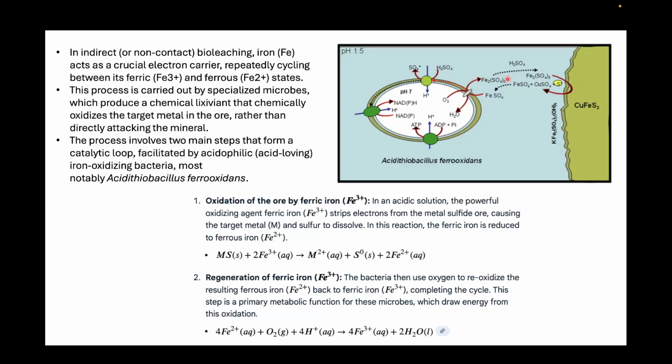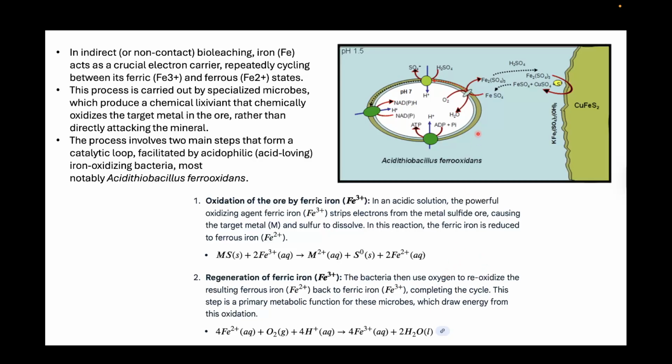This process involves two main steps that form a catalytic loop, facilitated by the acidophilic iron oxidizing bacteria Acidithiobacillus. First, oxidation of the ore by ferric ion. So Fe3+ is necessary for oxidation of the ore. In an acidic solution, the powerful oxidizing agent ferric ion strips electrons from the metal sulfide ore, as shown in the figure, at pH 1.5, causing the target metal and sulfur to dissolve. In this reaction, the ferric ion is reduced to ferrous ion, and therefore the metal ion leaches into the solution. Now regeneration of the ferric ion is what is done by the bacteria.